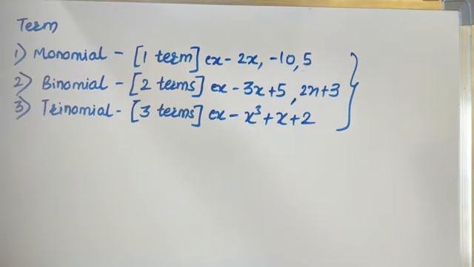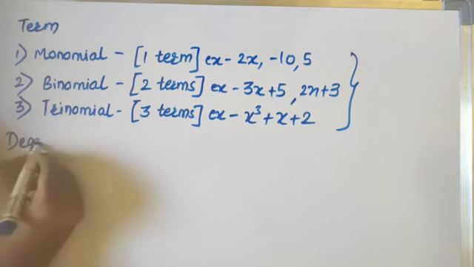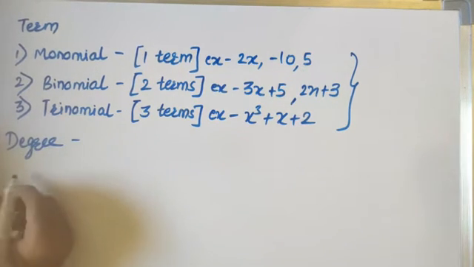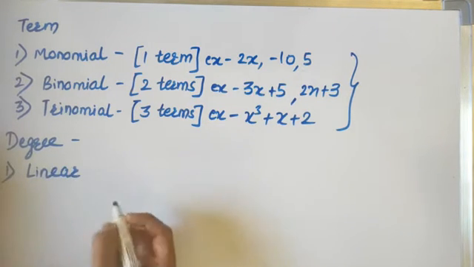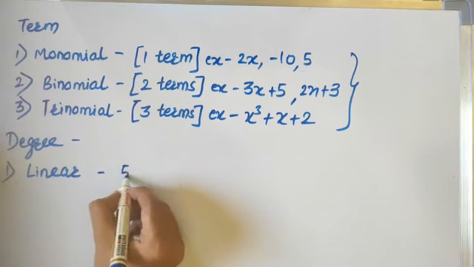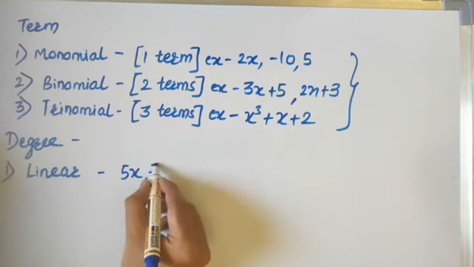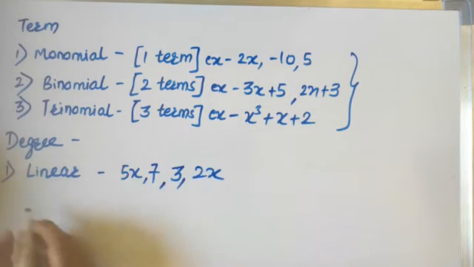Now let us see classification of polynomials according to degree. First one is linear. The polynomial that has a power of 1 is known as linear. Example: 5x, 7, 3, 2x.